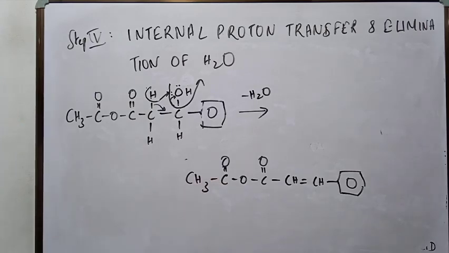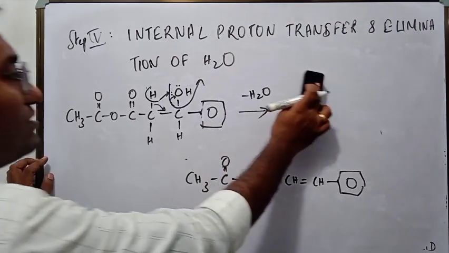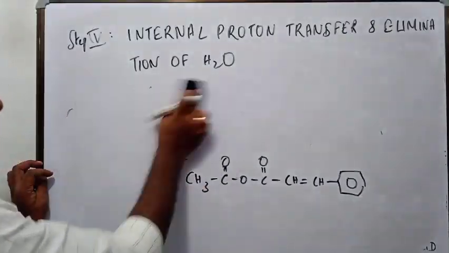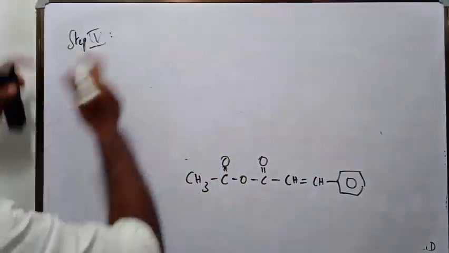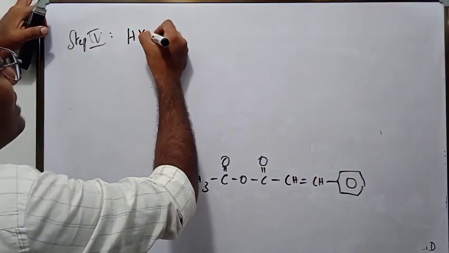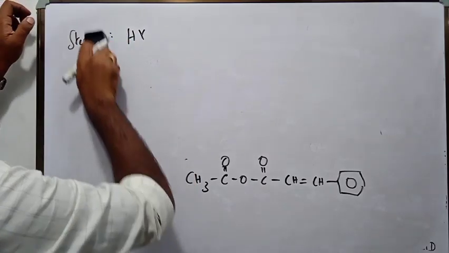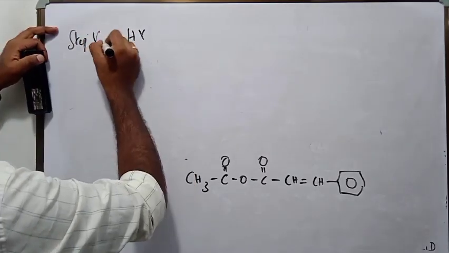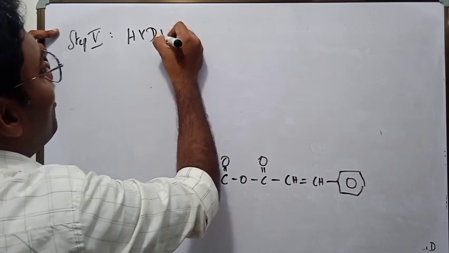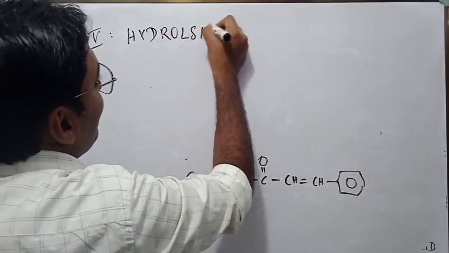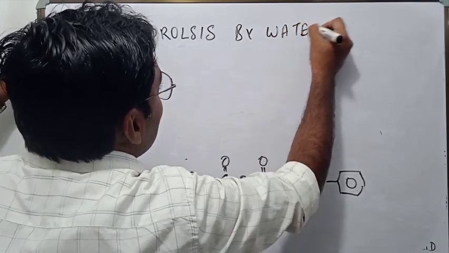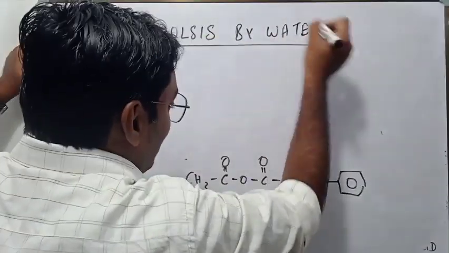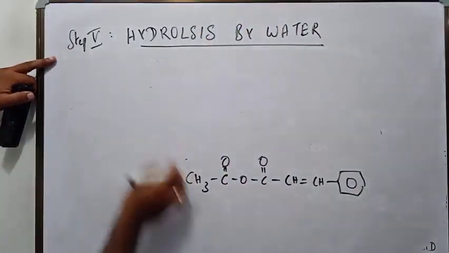Now let us go to step number 5. Step number 5: what is being generated in the fourth step as a byproduct? Yes, water. So there is a lot of water now. So you can go for step number 5, hydrolysis by water. Okay, so you can write this here.